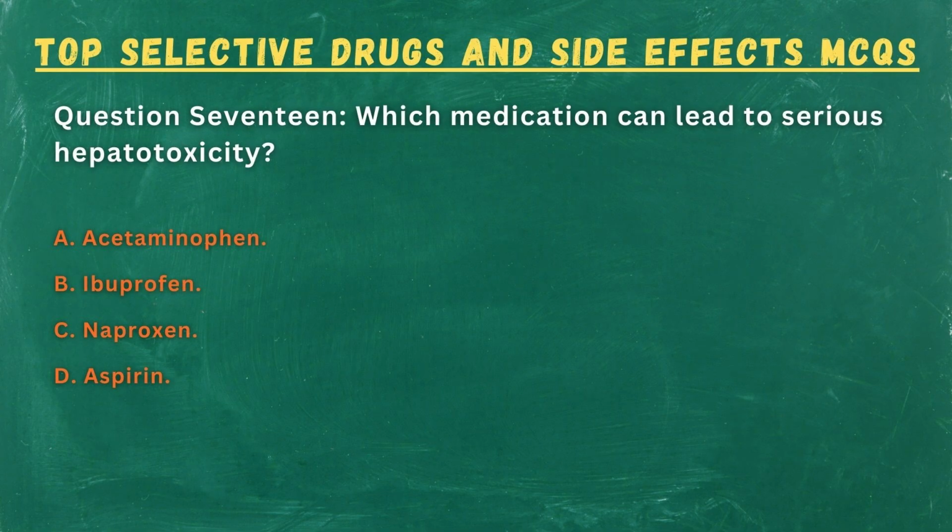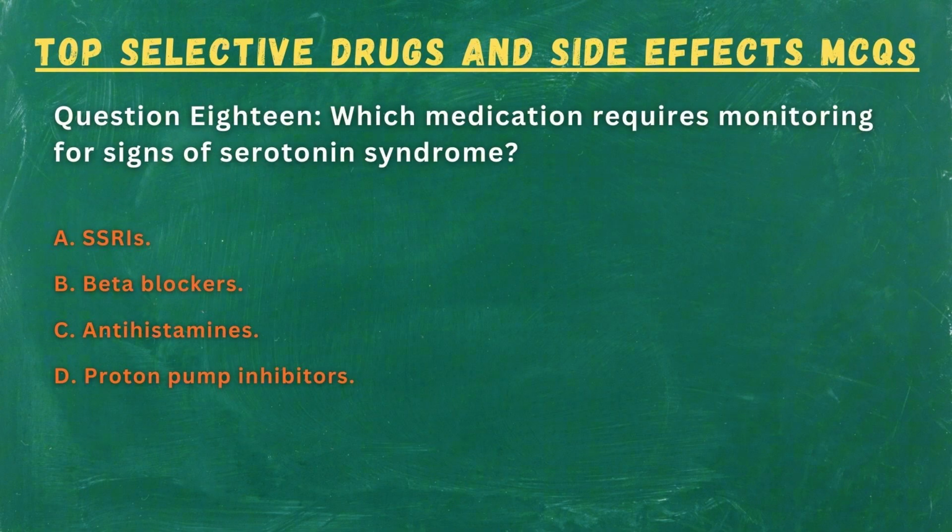Question 17. Which medication can lead to serious hepatotoxicity? A. Acetaminophen. B. Ibuprofen. C. Naproxen. D. Aspirin. Answer: A. Acetaminophen.